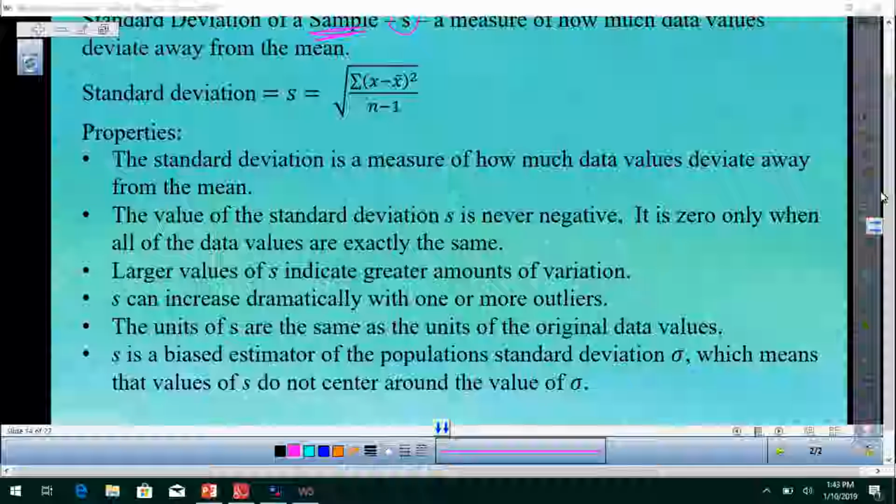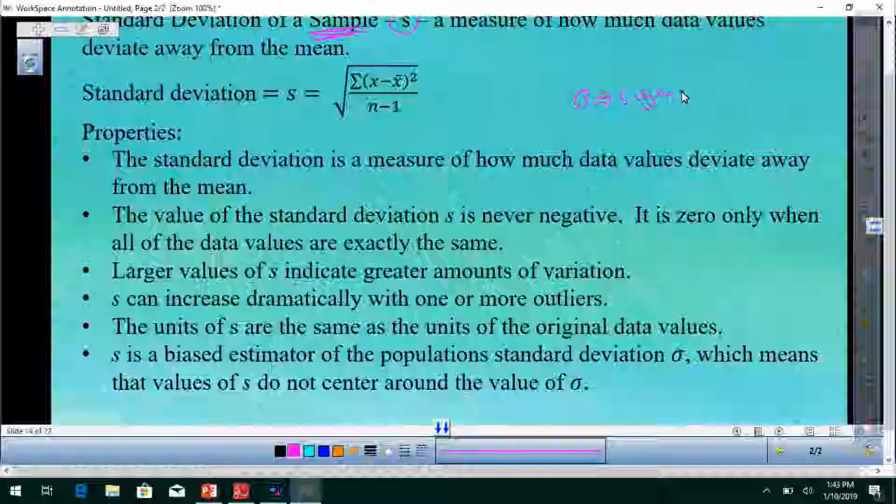S is a biased estimator of the population standard deviation, sigma, which means that the values of S do not center around the value of sigma. This Greek letter here, I didn't write it very well, is called sigma. All right, sigma. So how do we calculate one?